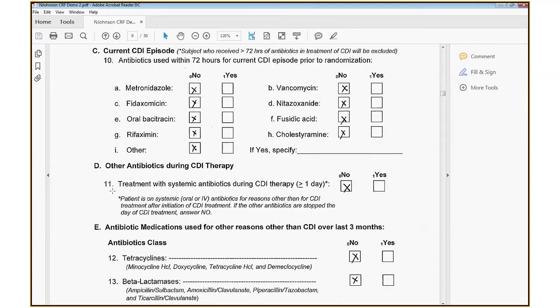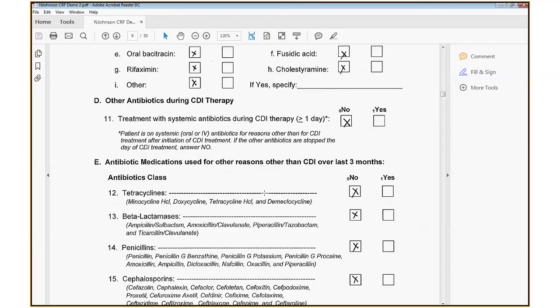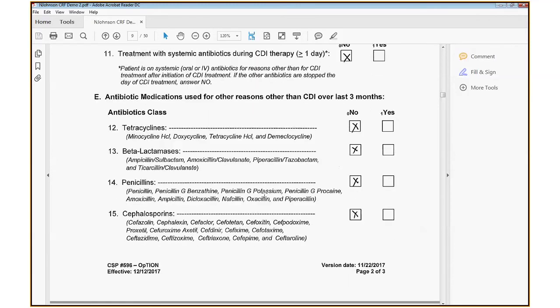And then you also list whether they're being treated with any systemic antibiotics during CDI therapy for greater than or equal to 1 day, and antibiotic medications used for reasons other than CDI in the last 3 months.